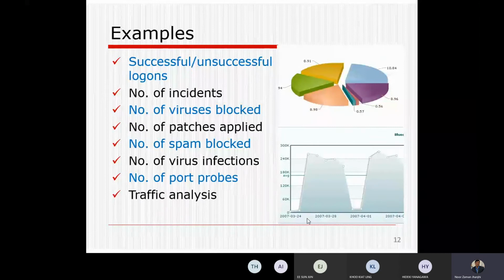Going ahead, again he is coming with examples: how many times of successful or unsuccessful logins, how many incidents, how many viruses are blocked, how many patches, how many spams, and so on. So we can find out the complete detail about that.